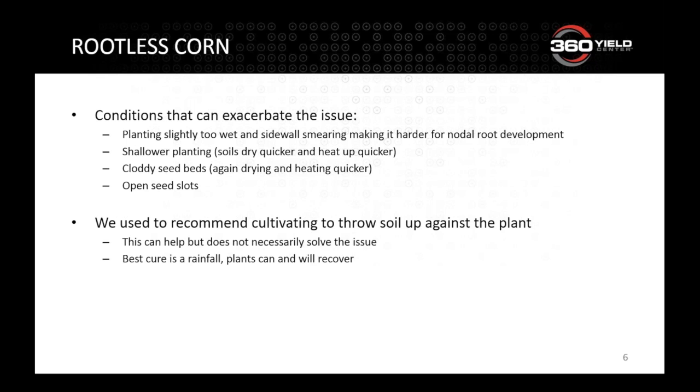In the old days, we used to tell folks, hey, get a cultivator and throw soil up against the plant. And sometimes that's successful, sometimes it's not, simply because it's still dry soil and it's still pretty hot soil. Really, the best cure to deal with floppy corn syndrome is rain and cooler temperatures. And once that happens, those nodal roots will recover and begin to grow again. I'm amazed, and have been amazed over the years, how big that corn can be, and it'll still survive even off the seminal root system for a while.